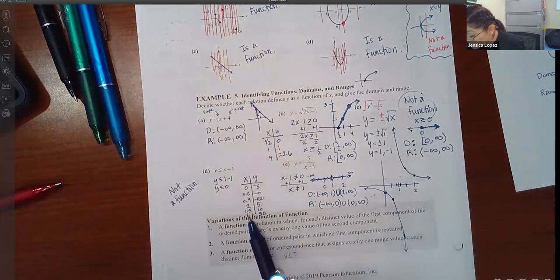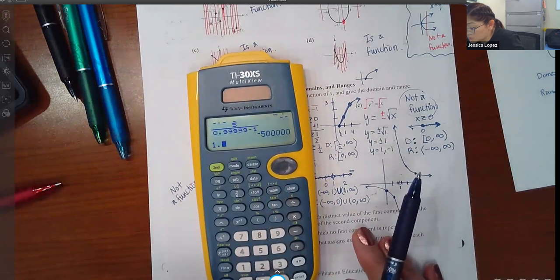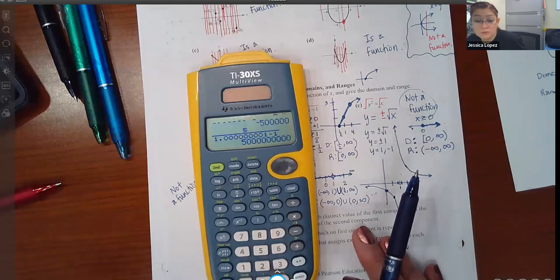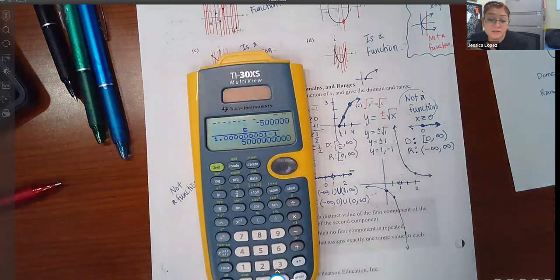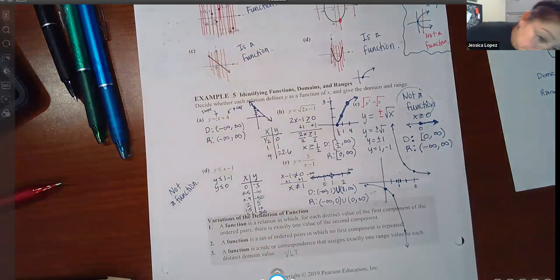Whereas if I pick a number closer and closer and closer to one, like maybe 1.00000001, that's real close to one. So 5 over 1.00000001 minus 1, again, a really big, large number, but it's in the positive direction. And so that's how I know it would be going to positive infinity.